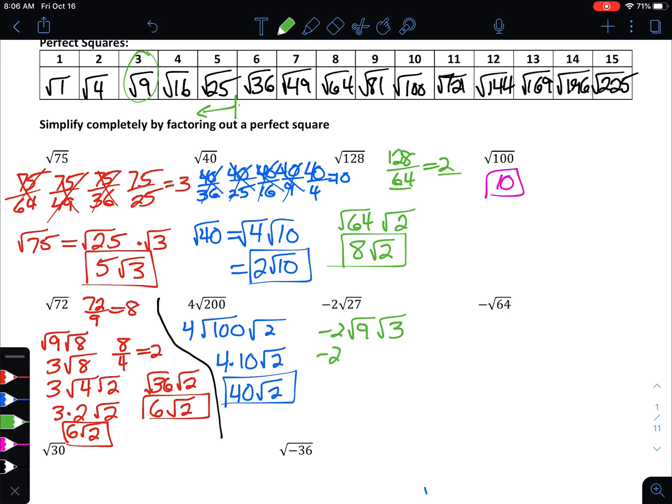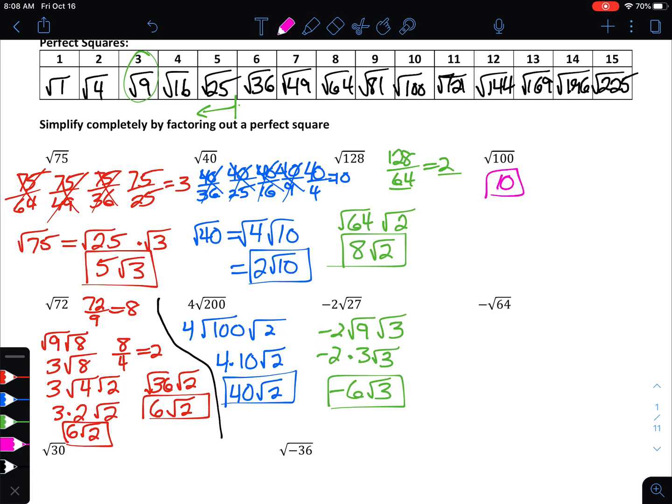So then let's simplify square root of 9 to be 3. Now you've got negative 2 multiplied by 3 multiplied by square root of 3. And then negative 2 multiplied by 3 is negative 6. Square root of 3 you leave alone. And here's your final answer.